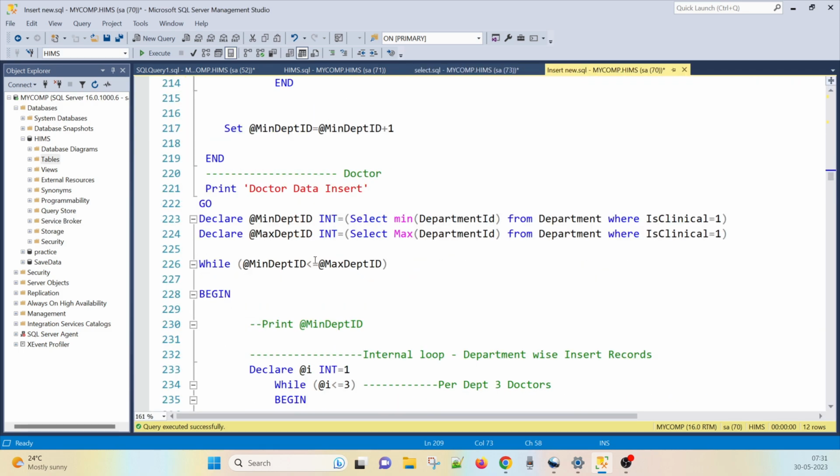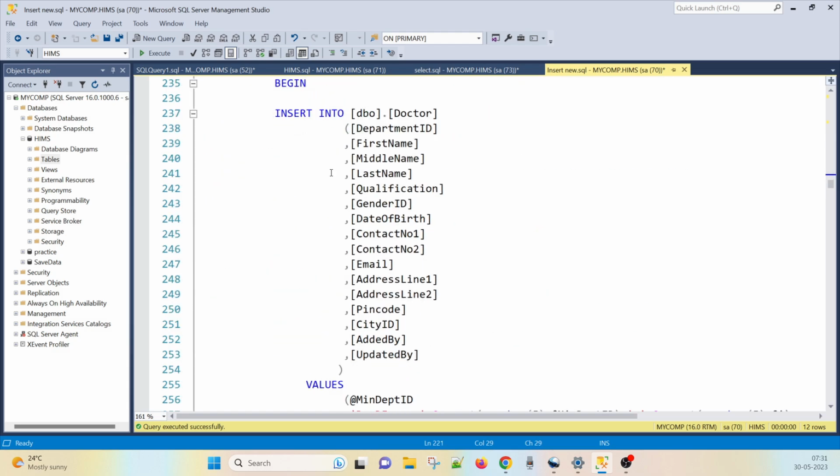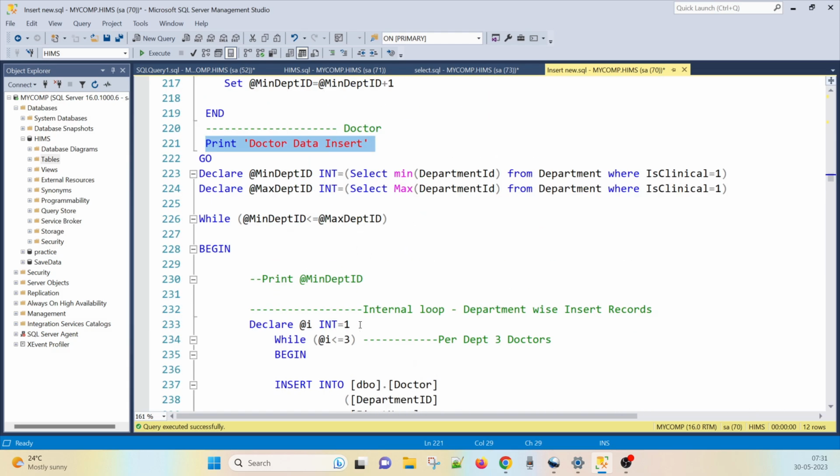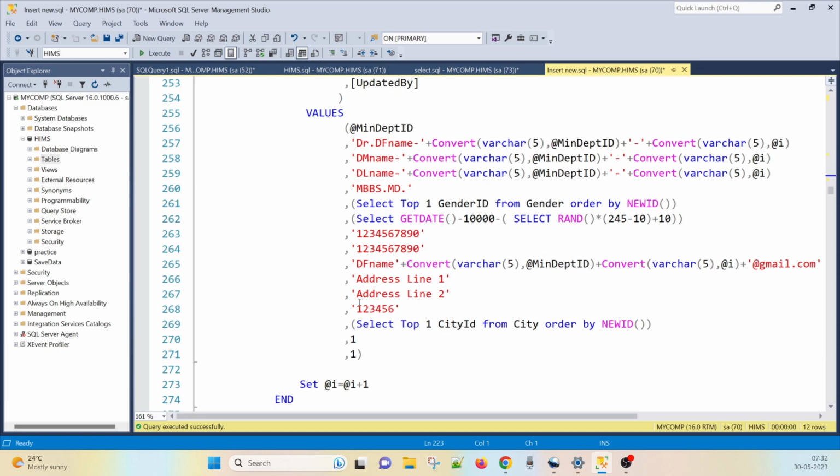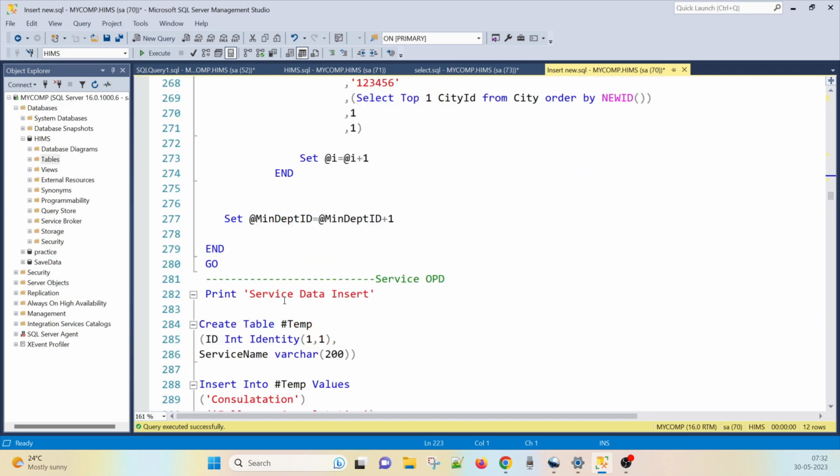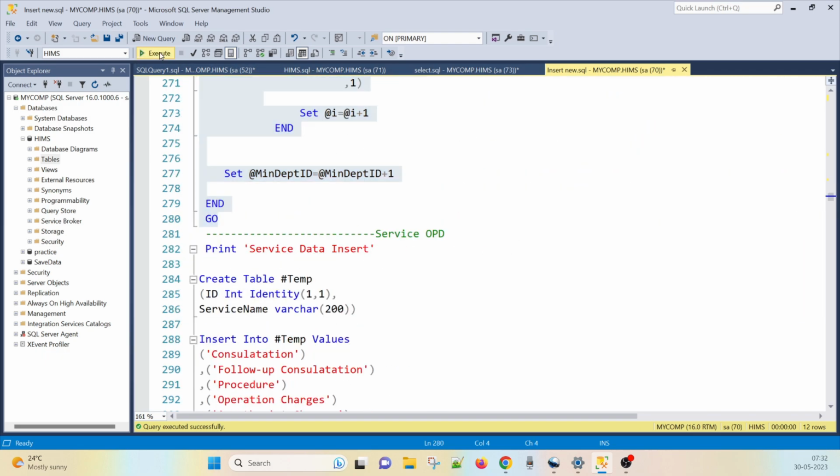And next one is the doctor. Correct? I'm inserting 3 doctors per department. You can execute it as 5 as well. Let's execute it. Same thing, whatever logic I wrote for the staff, the same logic is written here: get date function, then city ID, gender ID. So you just have to execute it.